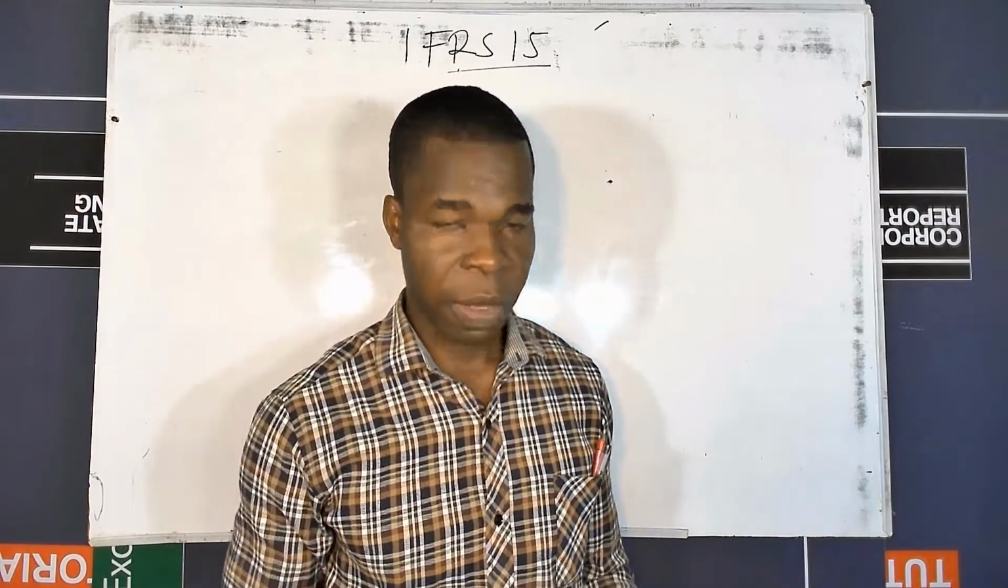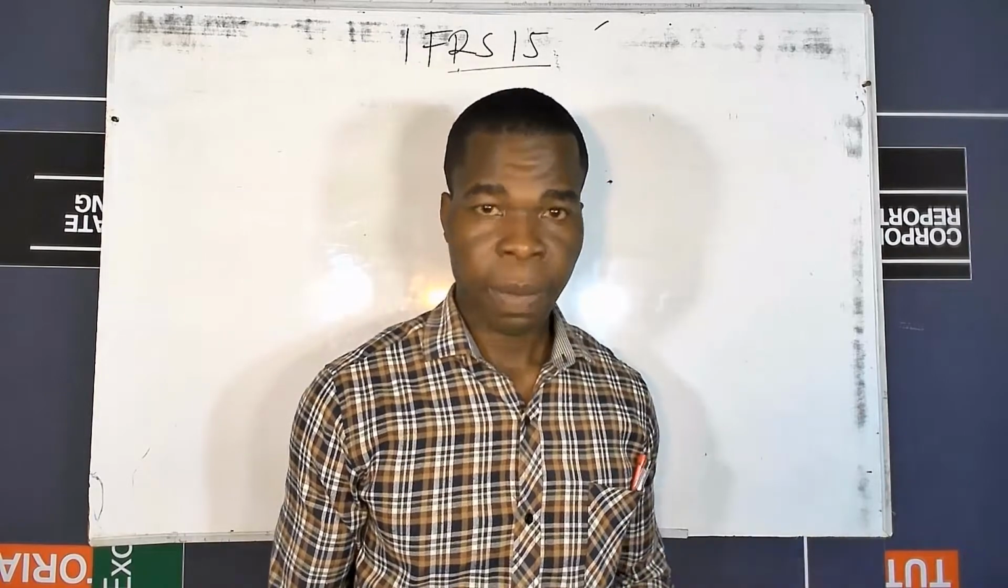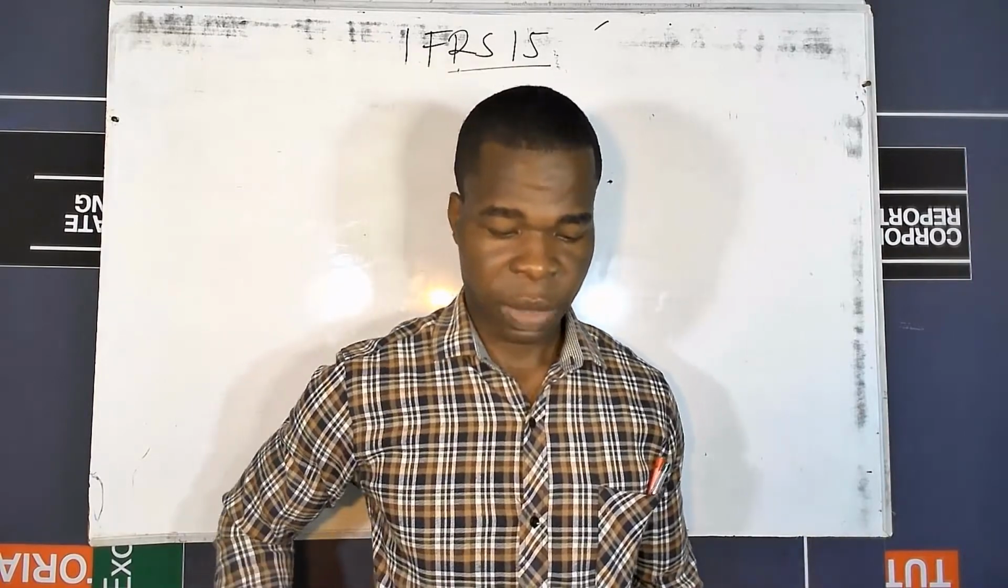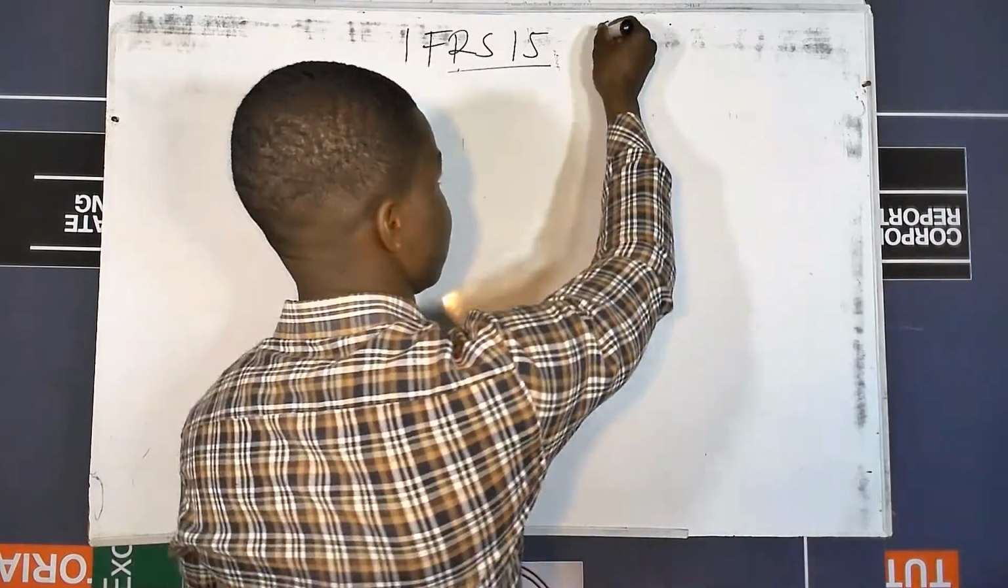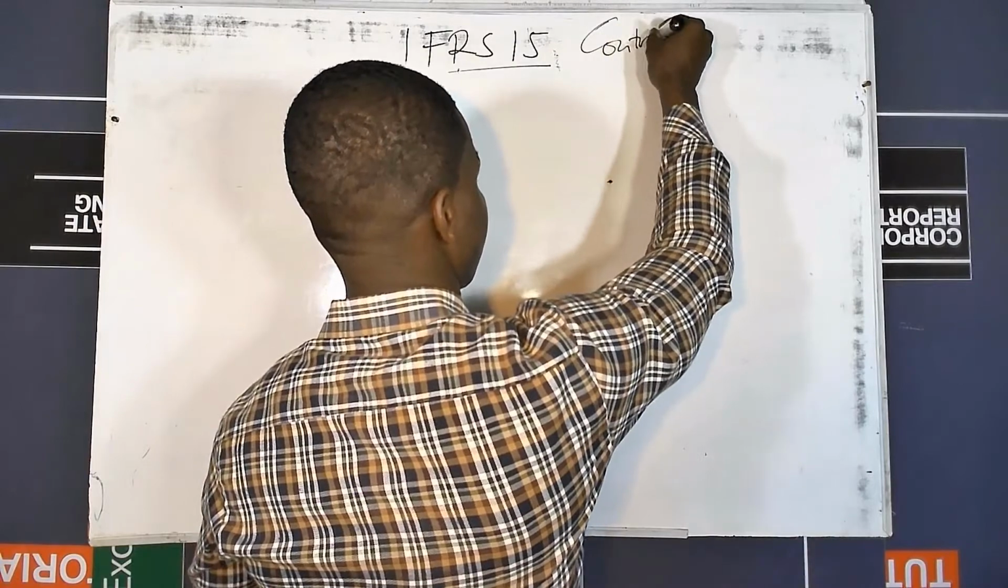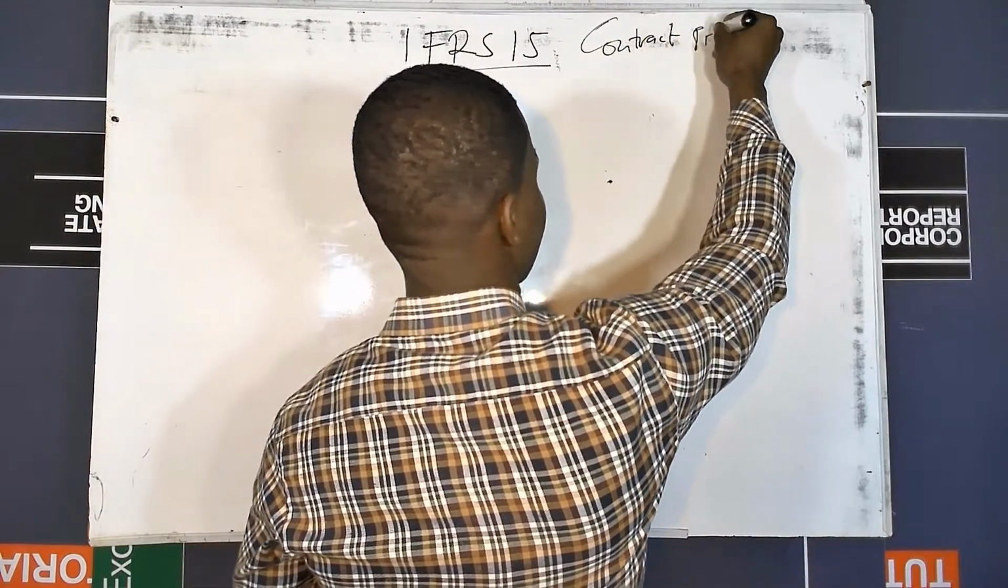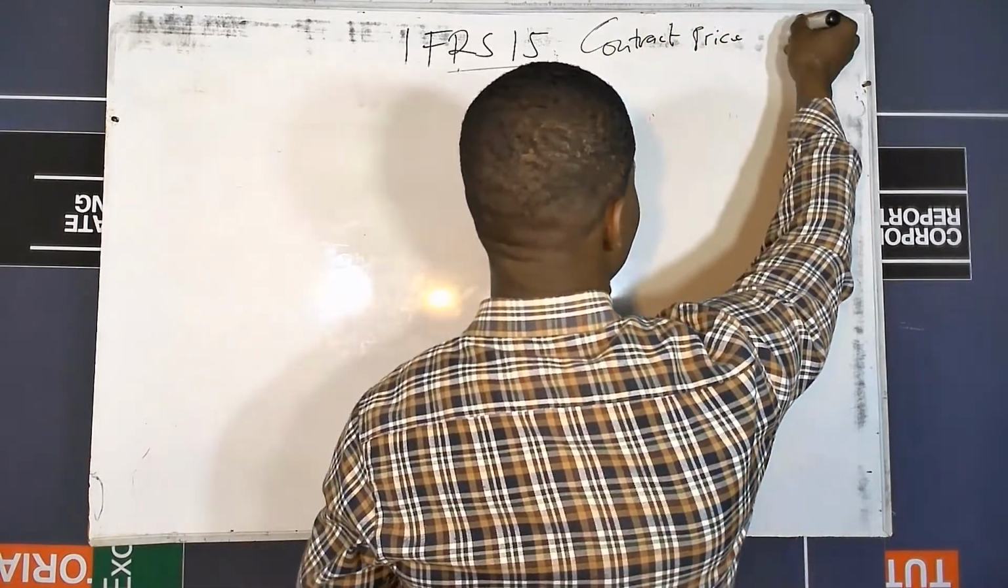It said on 1st January 2021, Castle enters into a contract with a customer to construct a special building for a consideration of 10 million. So the whole cost of the building is 10 million. So that becomes our contract price. That becomes our contract price, which is $10 million.